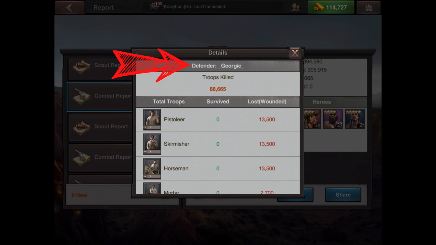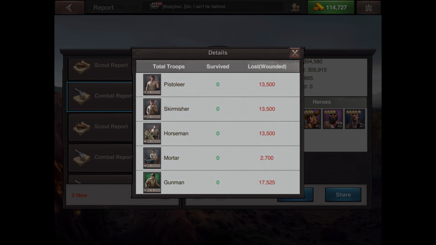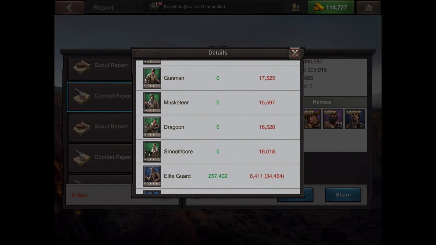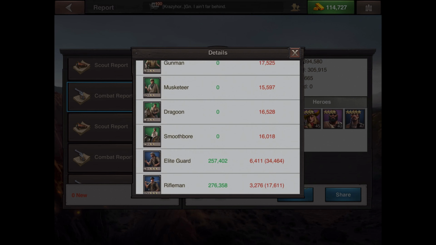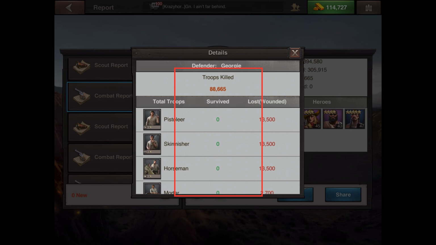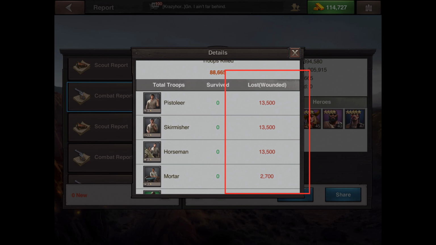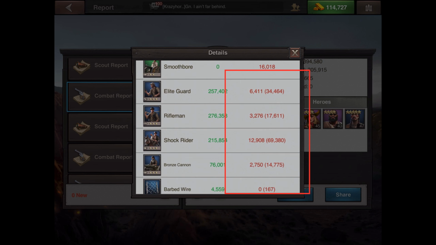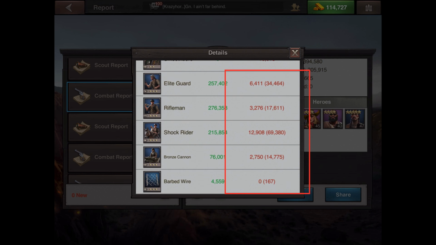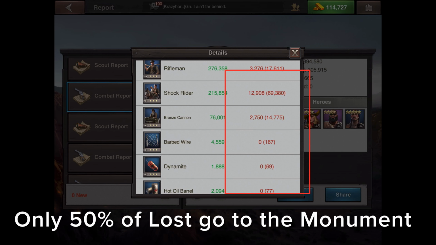Now, it's going to show defender and attacker, okay? So this basically says all of the troops that were lost, from T1s all the way to T3s, which is the highest that I have, and then traps. Now, the green is all of the troops that survived. So you can see in this section, the T1s, none of my T1s survived. But on the red side, it says lost and wounded. So anything in parentheses is going to be ones that are sent to the hospital. And so as we go down, you're going to see that all the parentheses are the wounded that were sent to the hospital. And all the other ones were sent to the monument to get revived.